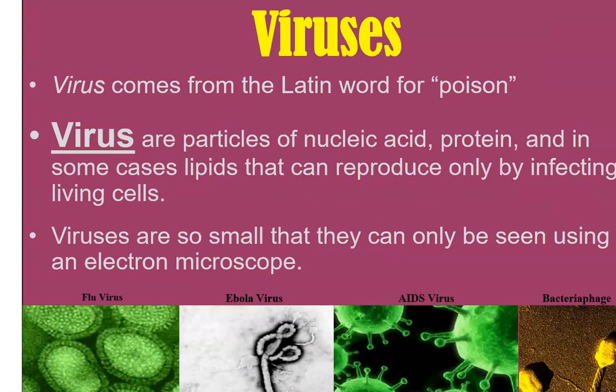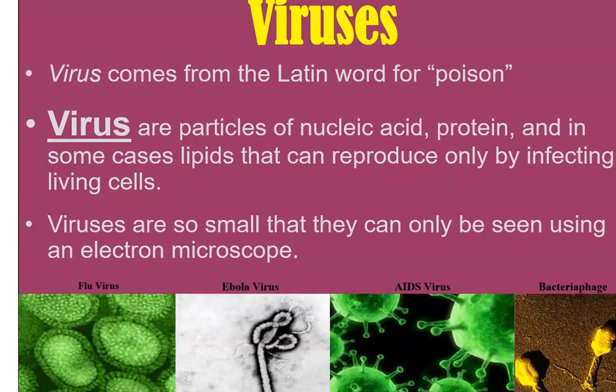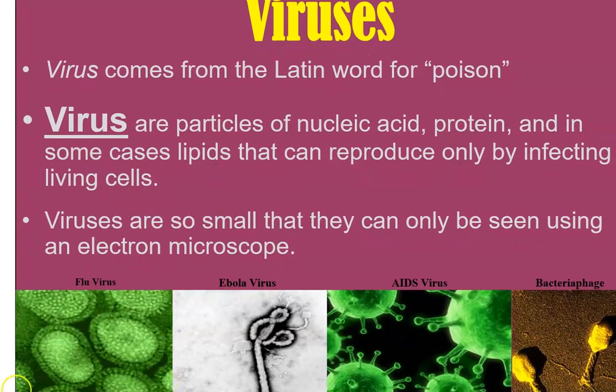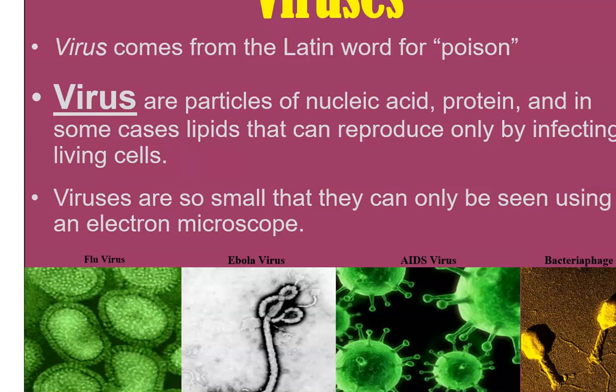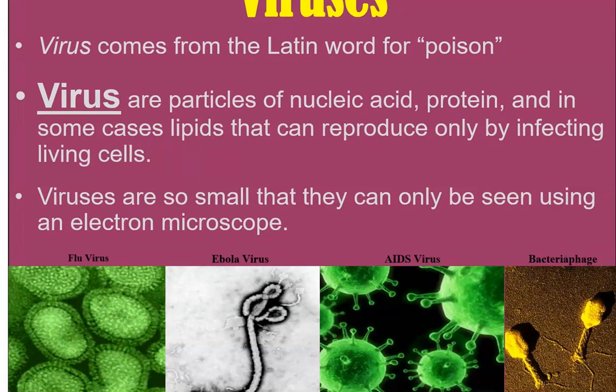All right, so virus comes from the Latin word for poison. Viruses are particles of nucleic acids, protein, and in some cases, lipids that can reproduce only by infecting living cells. So viruses can only reproduce if they start living inside of a cell. And viruses are so small that they can only be seen using special types of microscopes or the electron microscope.